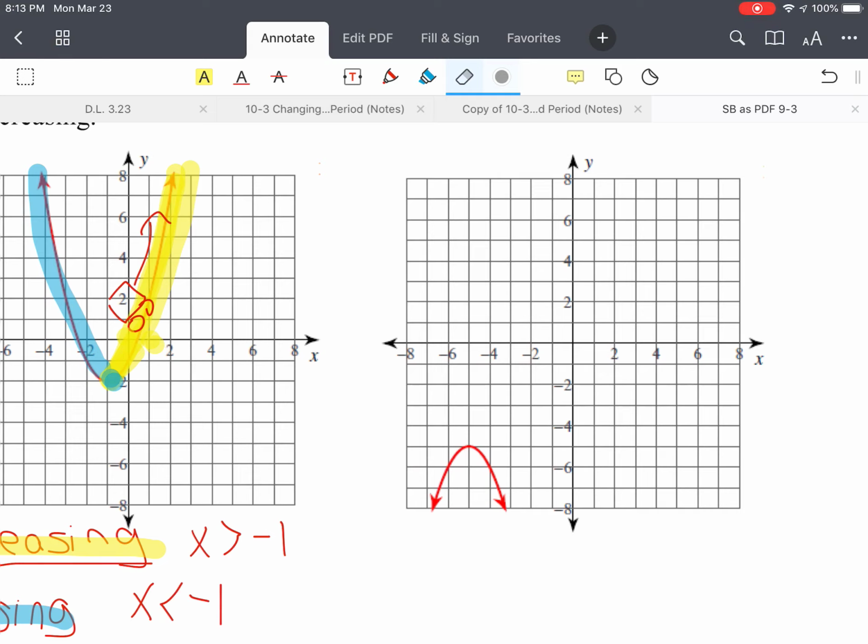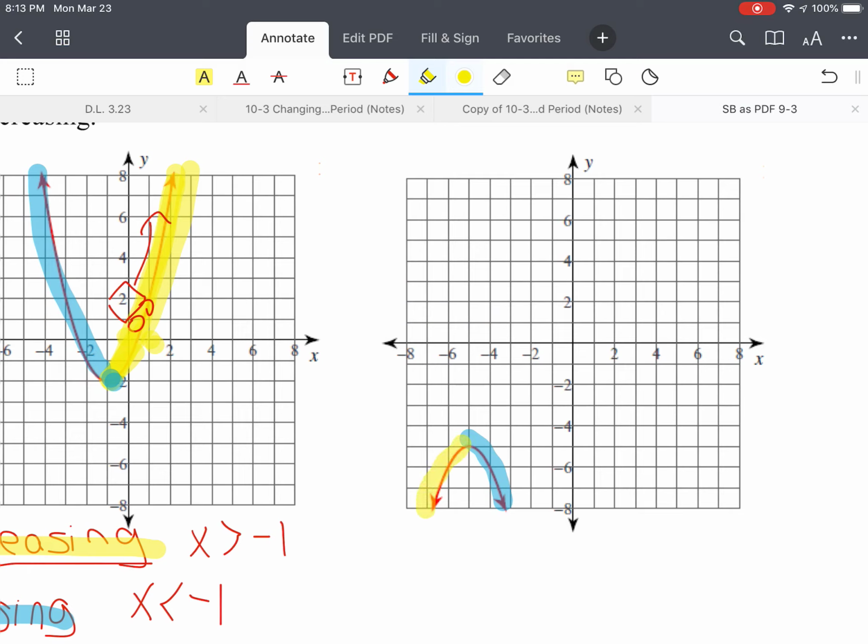We have our parabola. Why don't you do that again? Why don't you highlight in blue where you're decreasing, highlight in yellow where you're increasing. Pause a second if you need to, and then come back when you're ready. Okay, so we are decreasing in blue, so that is here, and we are increasing in yellow.